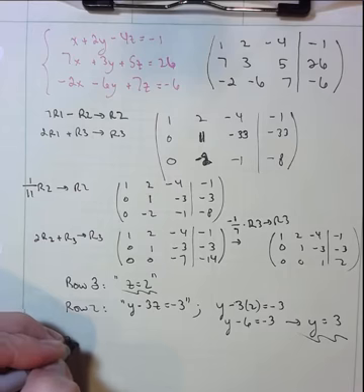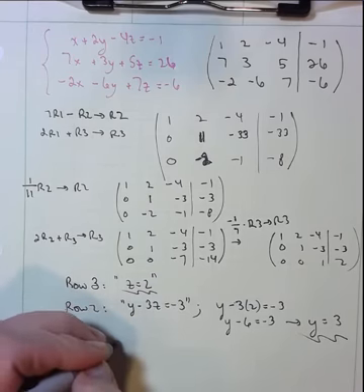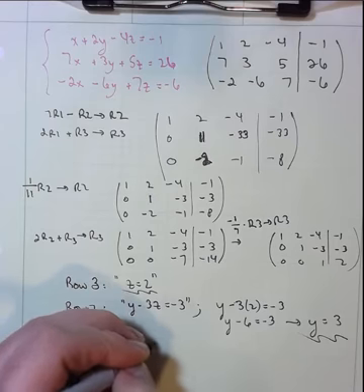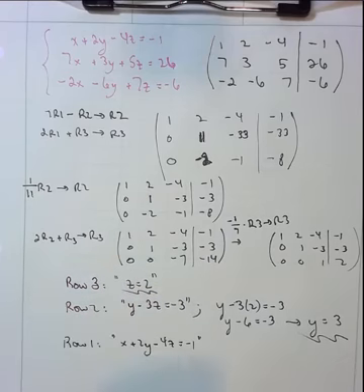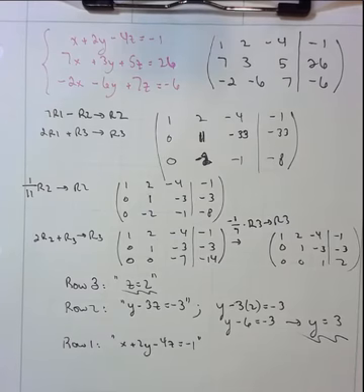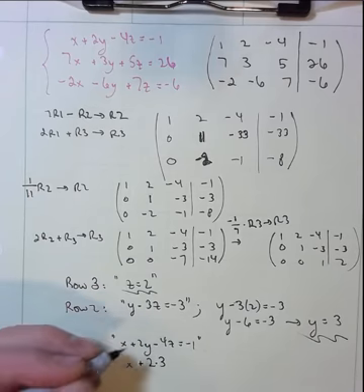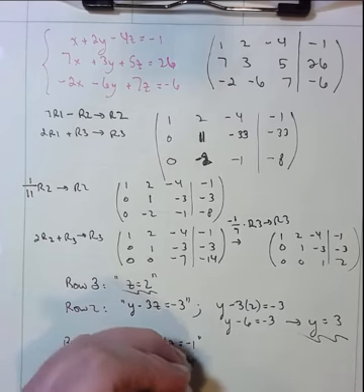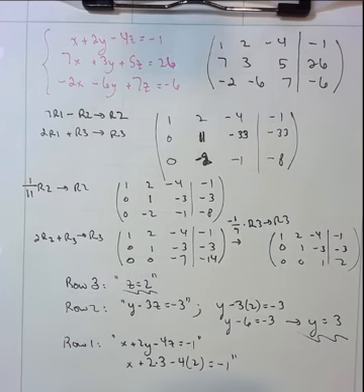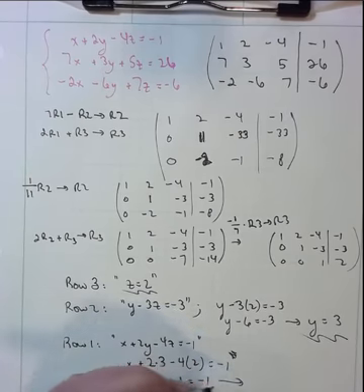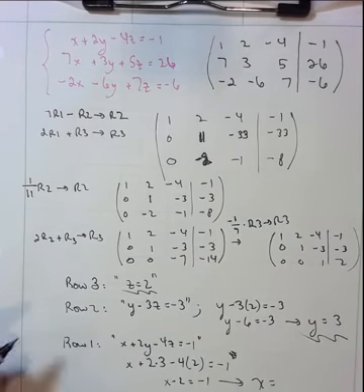And then finally, row 1 at this stage of the table tells us that x plus 2y minus 4z equals negative 1. However, with the values of y and z that we have, now we can write x plus 2 times y, so 2 times 3, minus 4 times z, which is 2, equals negative 1. X plus 6 minus 8, so how about x minus 2 equals negative 1? And solve that for x. Add 2 to both sides, x equals 1.